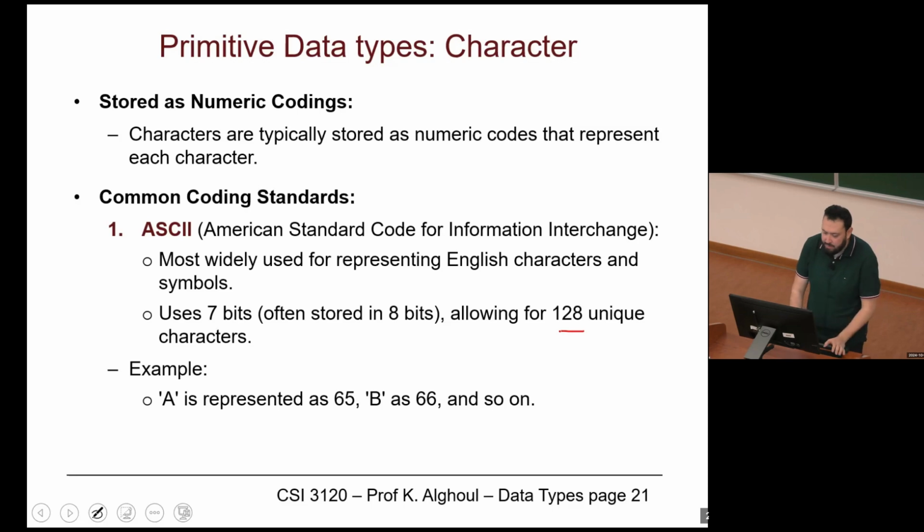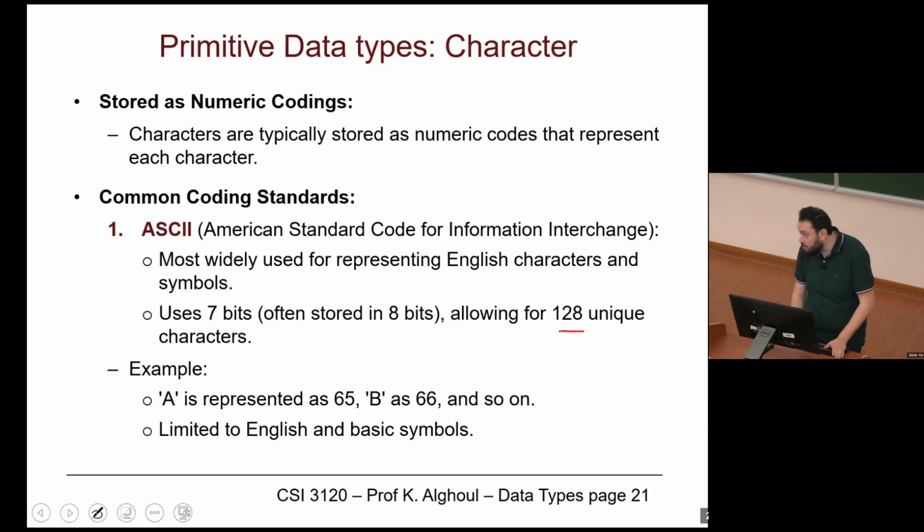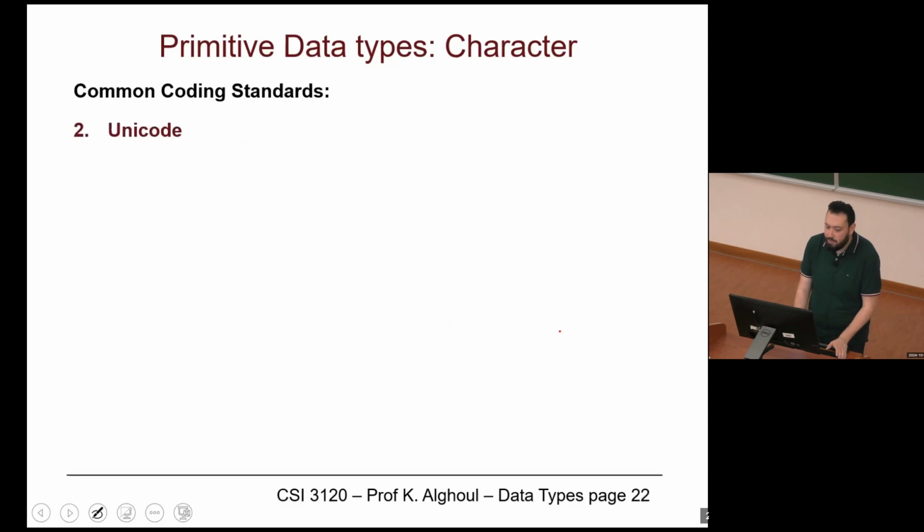So A is represented as 65, for example. Now, what's the problem with ASCII? It's limited to English and basic symbols. So anyone who doesn't know English or doesn't want to write in English, you cannot use a computer. True or false? False. So what can we use?